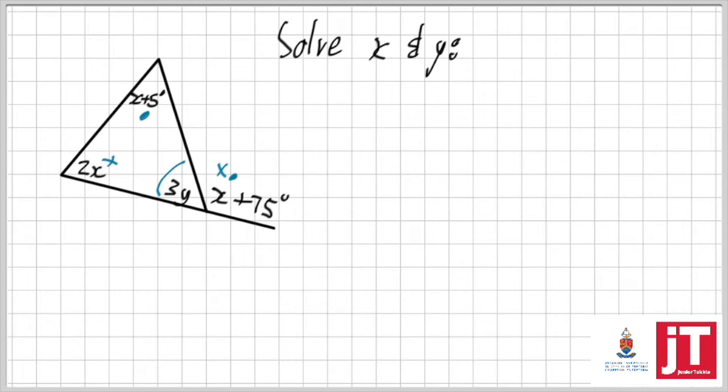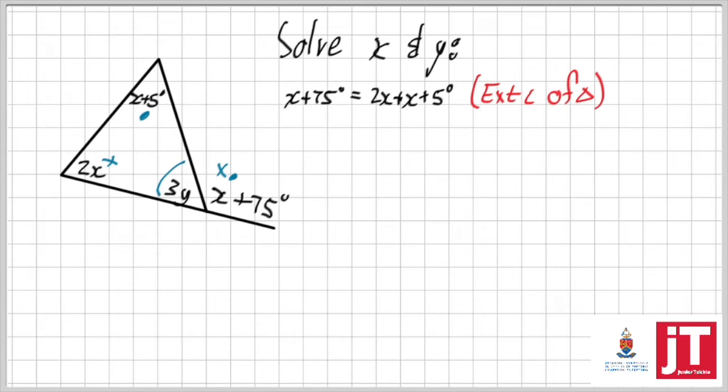Let's look at what the exterior angle of a triangle says. x plus 75 must be equal to 2x plus x plus 5. Wait, that equation only has one variable in it. I can solve it. Yes! But what is my reason? Exterior angle of a triangle. So now, go and solve that equation.